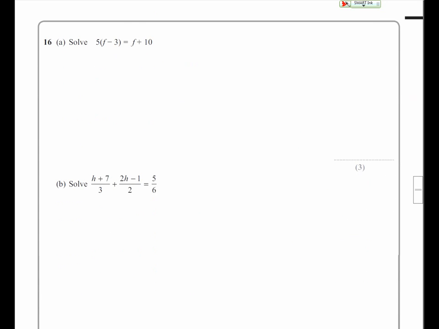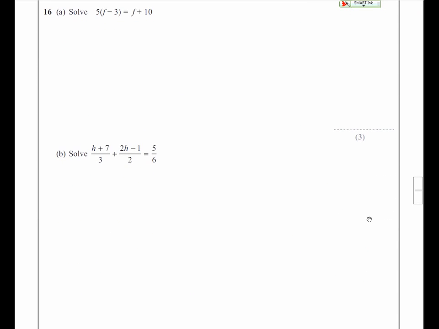Question 16. Solve this equation. Notice we've got f instead of x. Any letter will do for us, to be honest. We're good at maths, we know what we're doing. Expand out the first bracket. So you've got 5f minus 3. We'll leave this side fixed for now. F plus 10. We're not going to mess around with that until we're ready to.